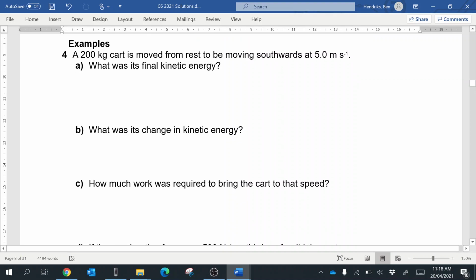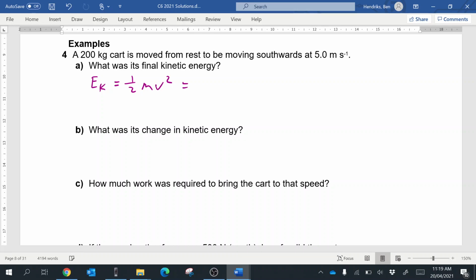So we have a 200 kilogram cart that is moved from rest to be moving southwards at 5 meters per second. What was its final kinetic energy? Okay, what was its final kinetic energy? Well, EK is equal to half mass velocity squared, which is equal to half times 200 kilograms, which would be the cart, 200, times its velocity 5.0, and that is squared.